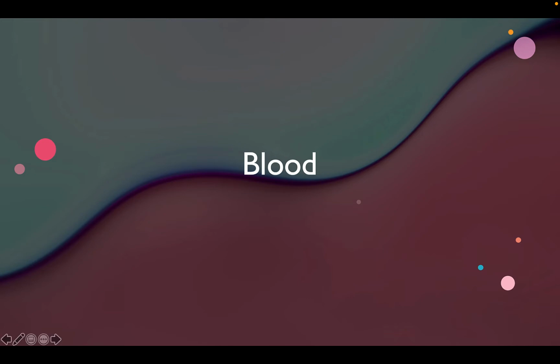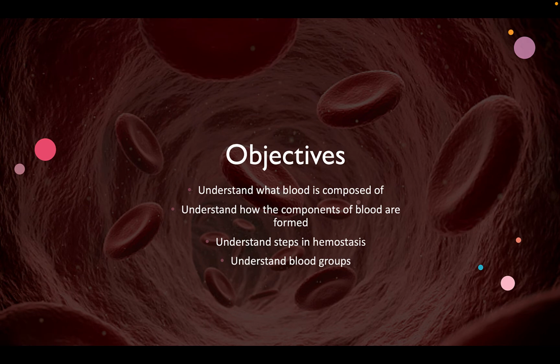So just to start off with blood, we have some objectives I want to make sure we cover. We're going to look at how blood is composed. We want to make sure we understand the components of blood and what leads to their formation. And then we'll make sure we understand steps in hemostasis, which is what happens when you get injured, and then understand different blood groups.